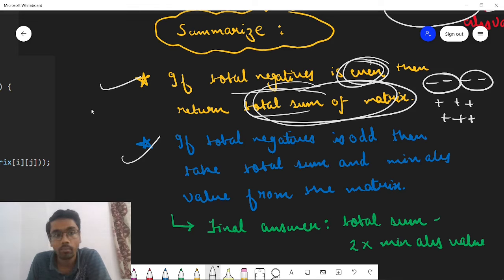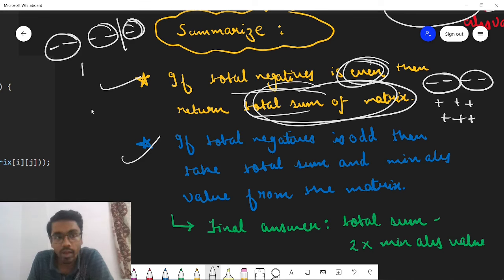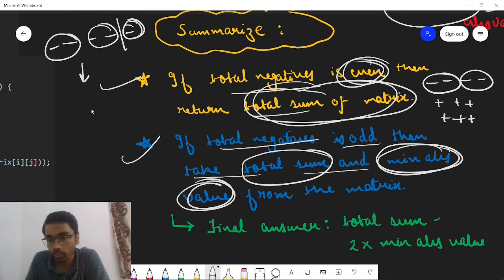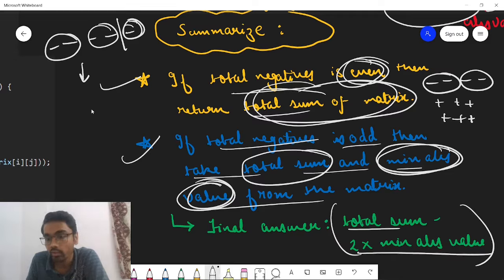In the case of odd, you have seen that if we have an odd number of negative elements, we can pair them two at a time, but in the end we will be left with one negative number. So you try to make that one negative value as small as possible. So if the total number of negatives is odd, you keep track of the total sum and the minimum absolute value, and that minimum absolute value you will try to negate. So return total sum minus twice the minimum absolute value.